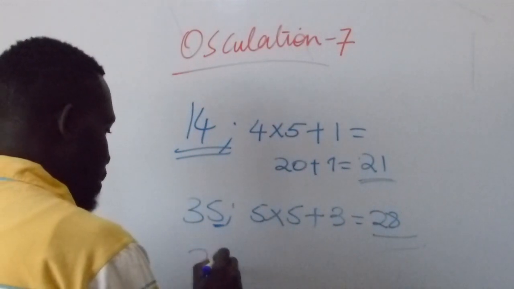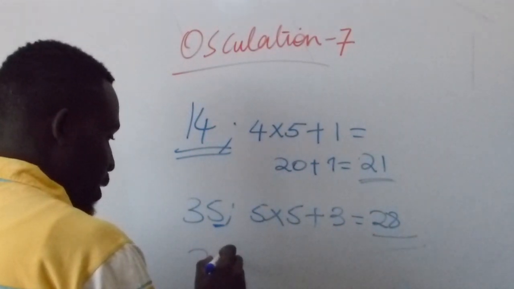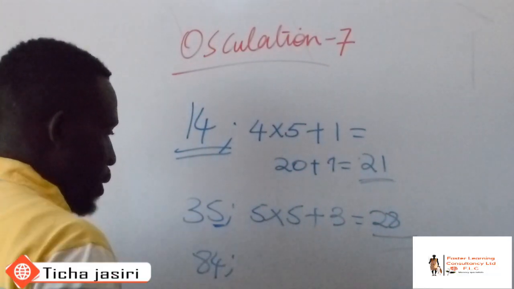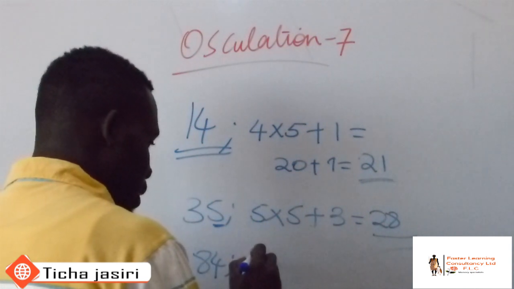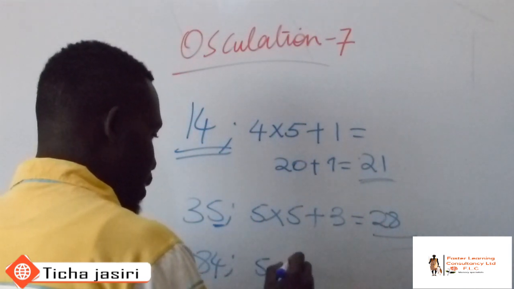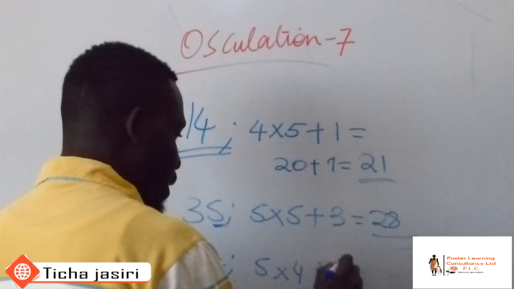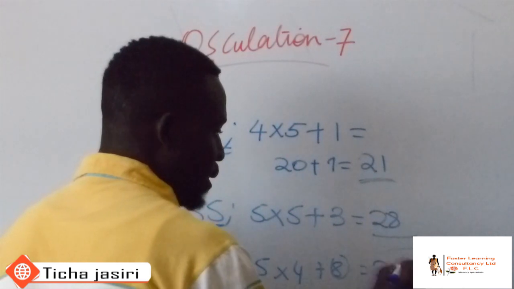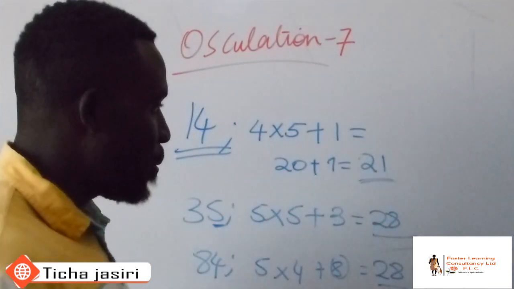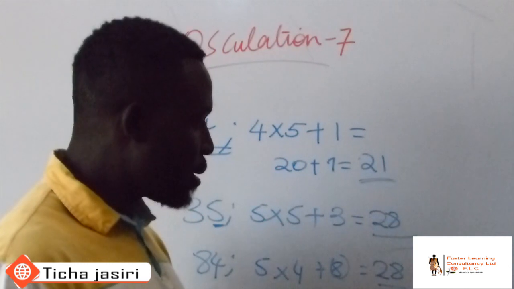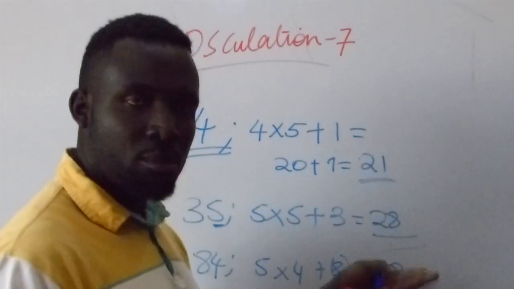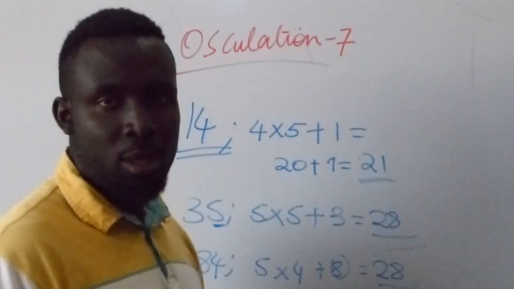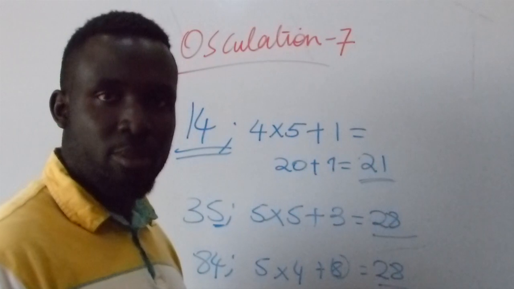If you take a number like, let's say, 84, what you do here is multiply 4 by 5, and then you add 8. What happens, you realize that we are getting 28 as our answer. So that means the osculation proof always lies between 28, 21, 14 and 7. If your answer is 7, that means it's true, it can be osculated, it's divisible by 7.